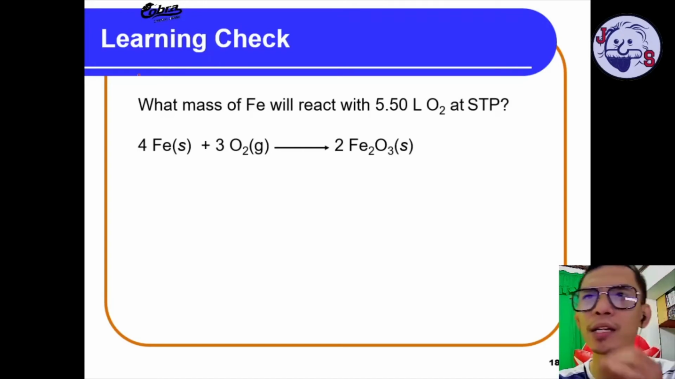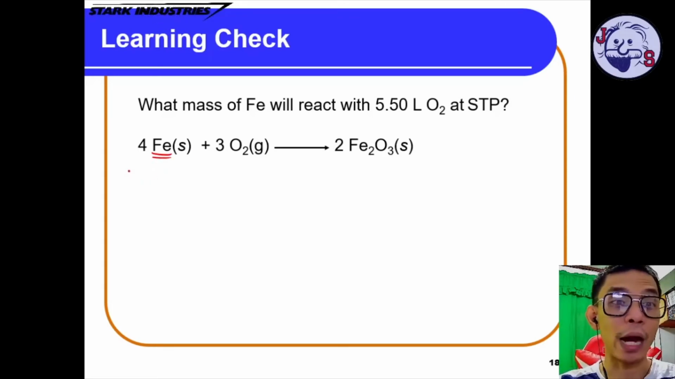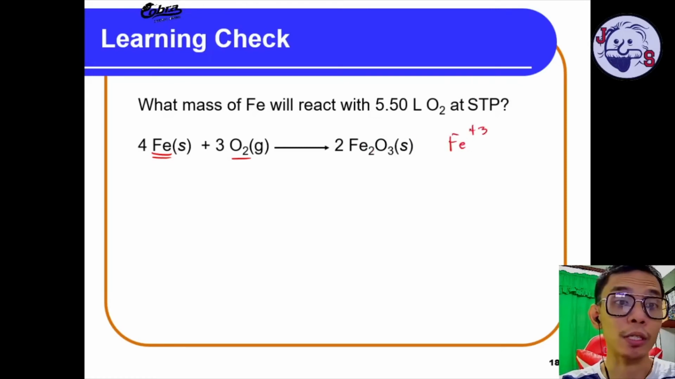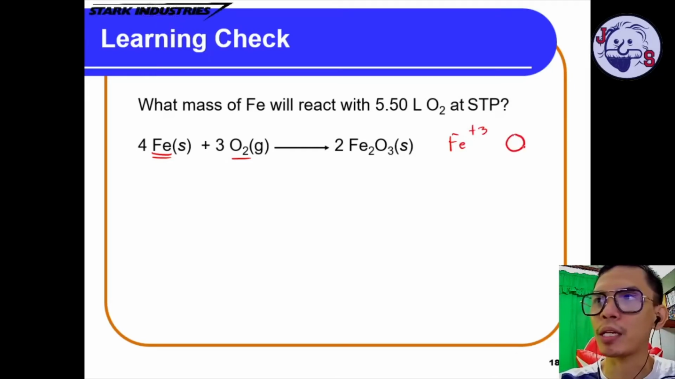The first one is iron. Probably the iron used here is iron 3. And we have here oxygen. When these two react together, we have iron 3 oxide. Doing the crisscross, iron has a plus 3 charge because it is iron 3, not iron 2, and oxygen has negative 2.